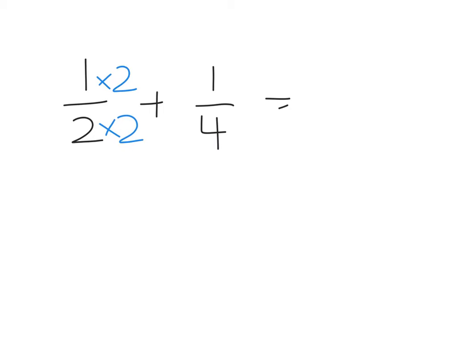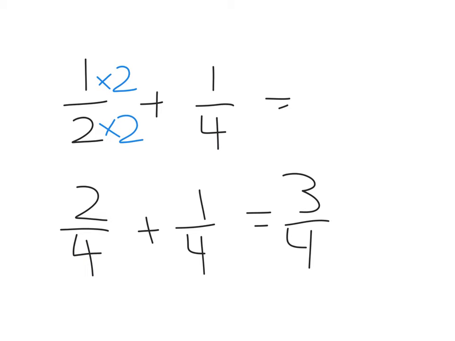I'm going to rewrite this now. This is going to be 1 times 2 is 2. 2 times 2 is 4. I've got common denominators now, so this is going to be 3/4. And 4 is the least common multiple of 2 and 4. That's why least common denominator and actually lowest common denominator and least common multiple are basically the same thing.